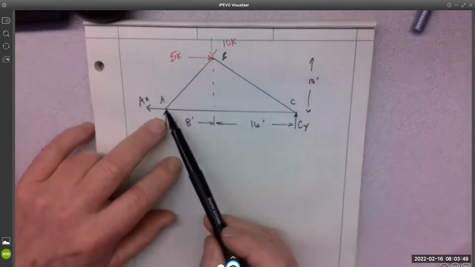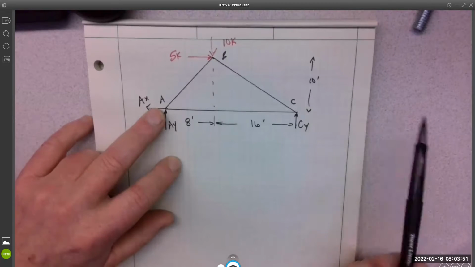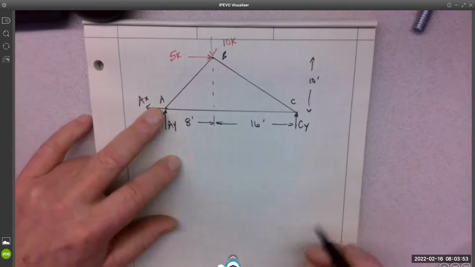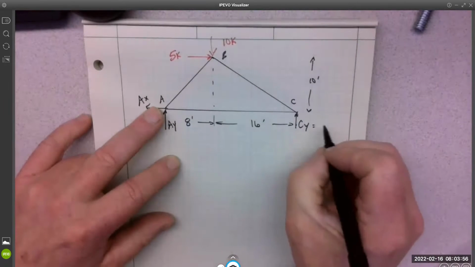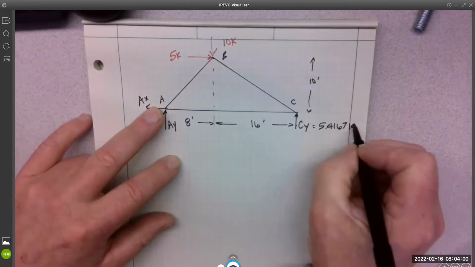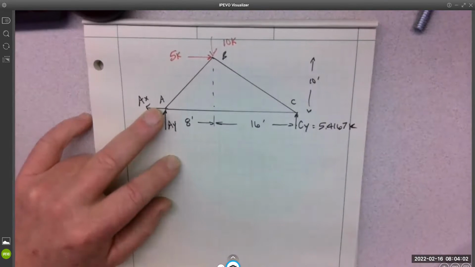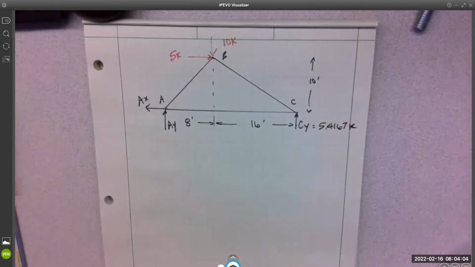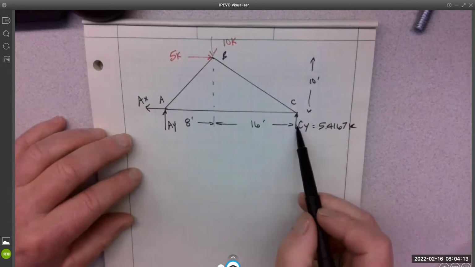So you probably did a moment about A to get CY. What'd you get for CY? Confirm, people? Yeah? All right, so if you didn't get a number, let me know and I can work it. We can figure out why you didn't get the number, but if we got the same number, then we should have that down by now. And it goes up, right?